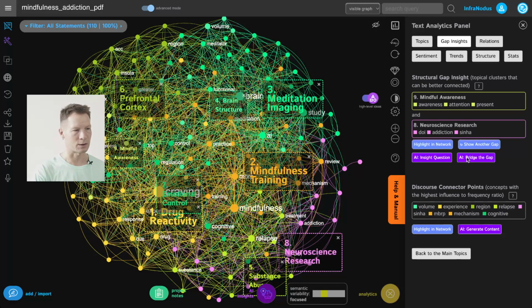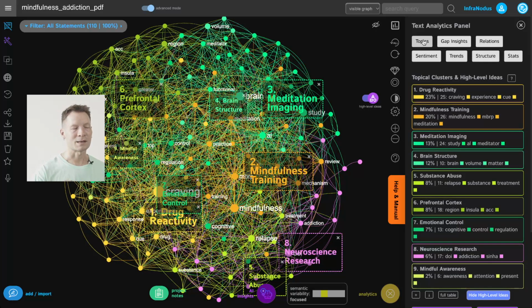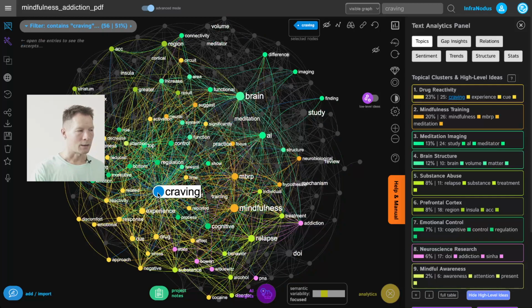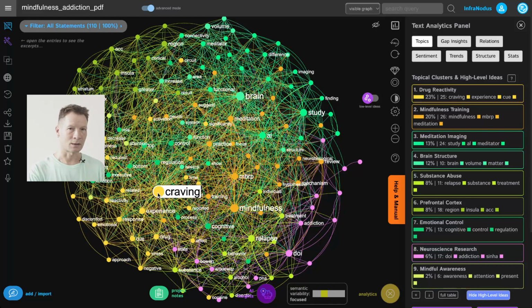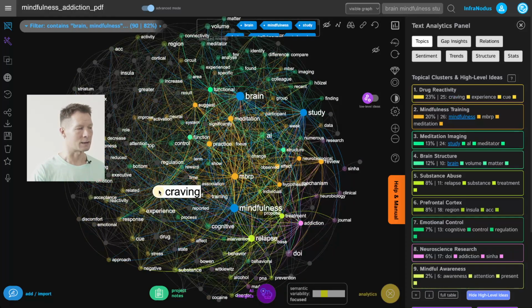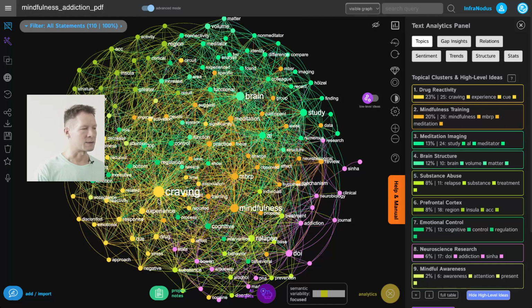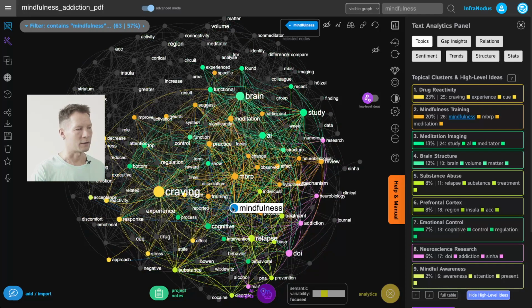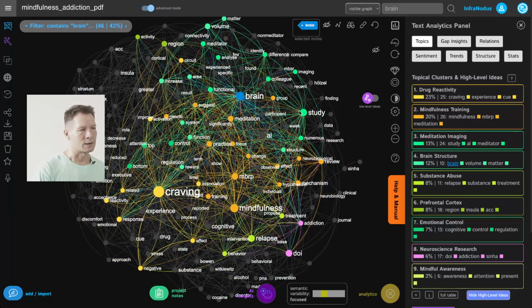So you upload this research paper, and then the first thing you see is that it's visualized as a graph, where the ideas inside this paper are represented as the nodes, and if those ideas appear together in the context of this text, they will be connected and they will have the same color. And then those ideas that are more influential are bigger on the graph, so you can get a really quick visual representation of what this paper is about. You can see that, for example, the main concepts inside are craving and brain and mindfulness, and for example, brain and study are used together because they have the same color.